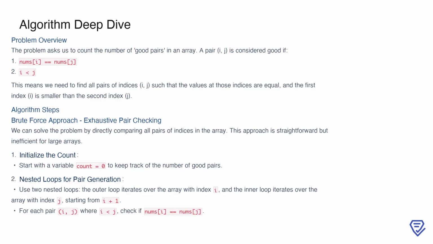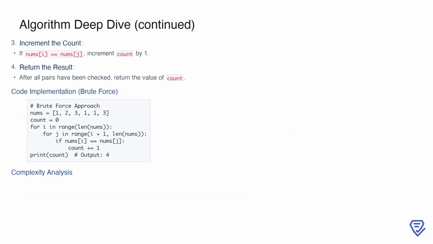While this approach is simple and intuitive, it becomes inefficient for larger arrays because it involves comparing every possible pair of indices. Once we have identified a pair i, j, where nums[i] equals nums[j], we increment the count variable by 1. At the end of this process, after all pairs have been checked, we can return the value of count as our result, which represents the total number of good pairs in the array.